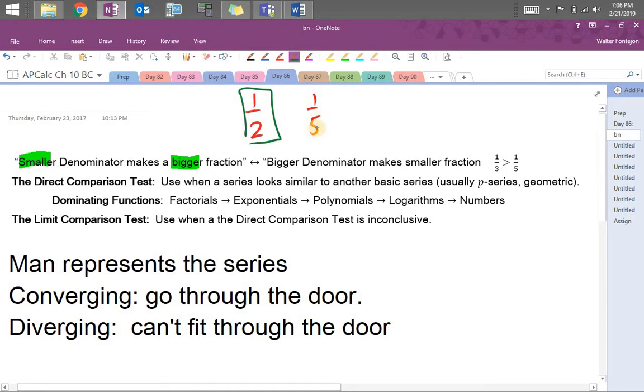Okay, and it works the other way. This denominator will be bigger, so this fraction is actually smaller. It doesn't matter which one you pick, but you just have to look at one of them and decide which one's the bigger one. Once you decide which one's the bigger one, the other one has to be the smaller one.